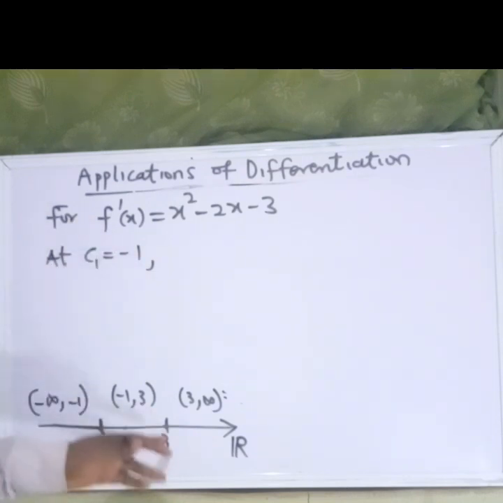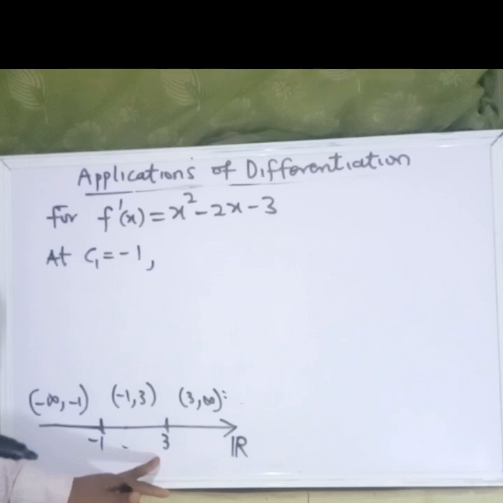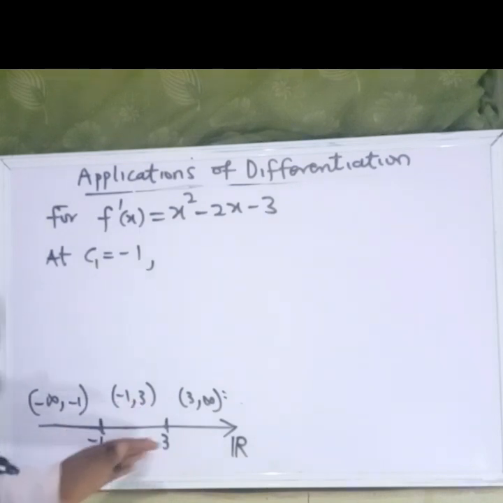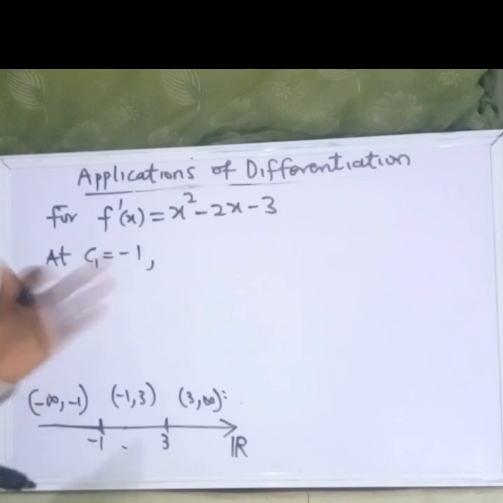We'll do the same for the point 3. We choose two values, and we'll tell the behavior of the graph on the left of 3 and the behavior on the right of 3. So now use that to judge the shape of the curve.